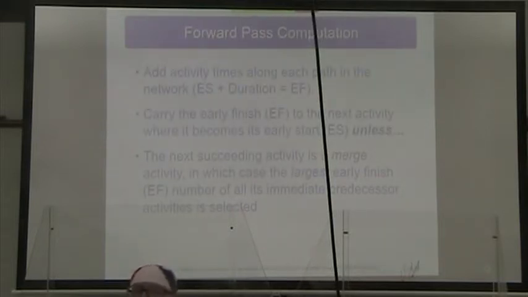So for our forward pass times, we take the activity times, we take the early start time from each activity, and add the duration for the early finish. Then that early finish goes to the next activity where it's the early start, unless it's a merge activity. And if that's the case, the largest early finish number is the one that we use.